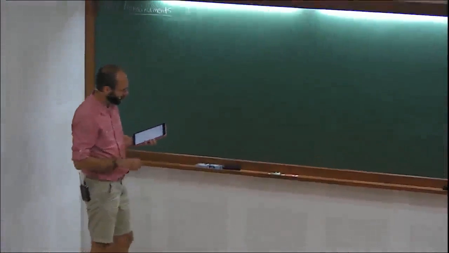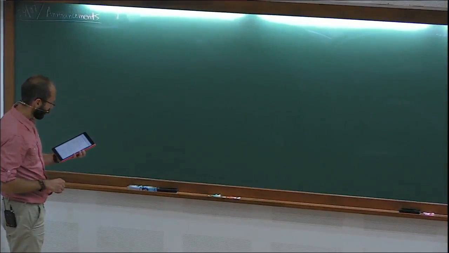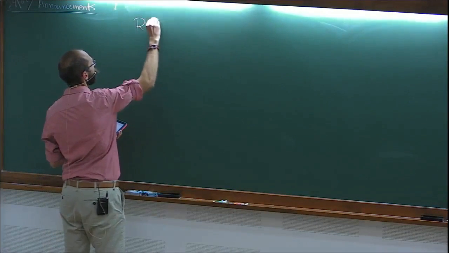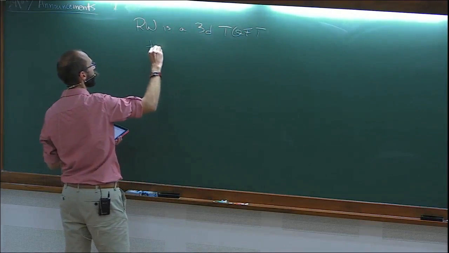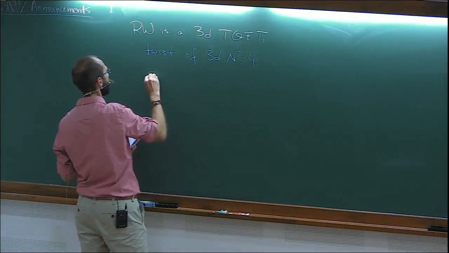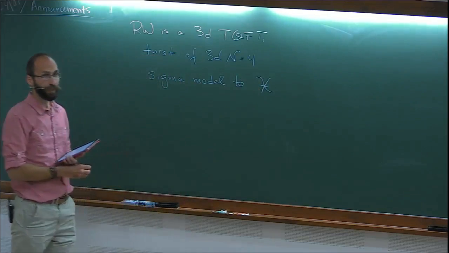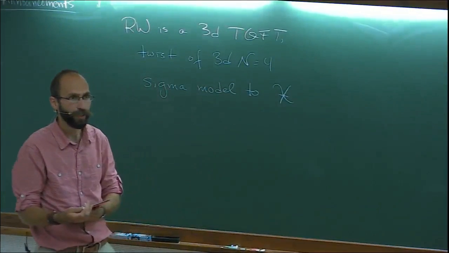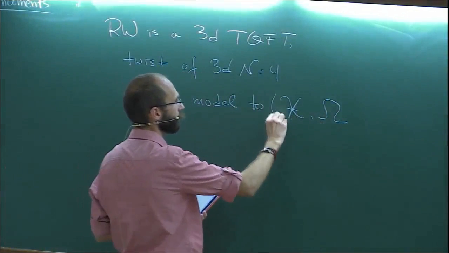So one of the examples yesterday was Rozansky-Witten theory. I don't actually need to say the words Rozansky-Witten theory, but let me give that to you as an example again. So Rozansky-Witten is a 3D TQFT. It's a twist of 3D N=4 sigma model to some space X that in general needs to be hyperkähler, but for these purposes can just be thought of as a complex symplectic manifold. So it's X and it comes with a holomorphic symplectic form.